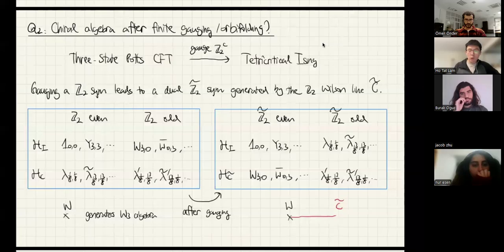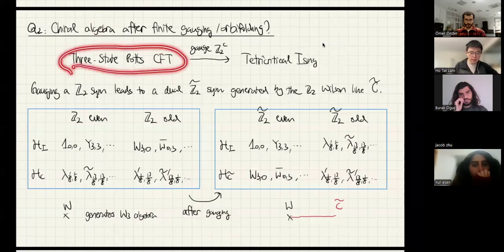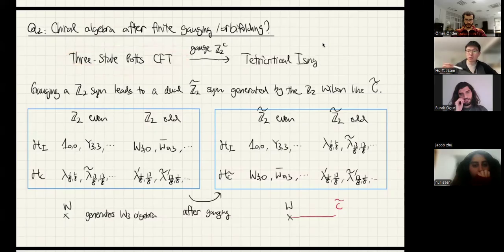What happens to chiral algebras if we gauge the symmetries? This example actually works very nicely, because if we start with the 3-state Potts model, we can gauge the Z2 symmetry generated by the charge conjugation. It gives us another CFT, which is called the tetracritical Ising model.